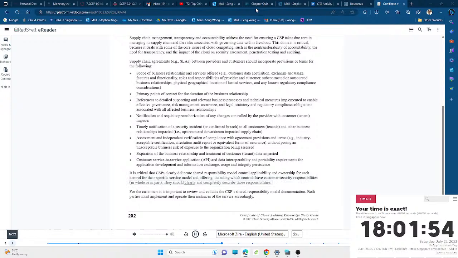They should clearly and completely describe those responsibilities. For the customers, it is important to review and validate the CSP's shared responsibility model documentation. Both parties must implement and operate their instances of the service accordingly.